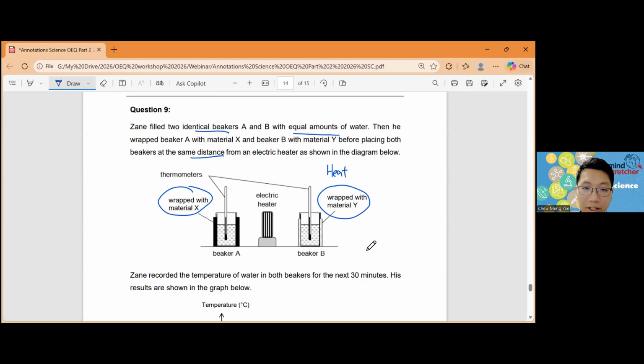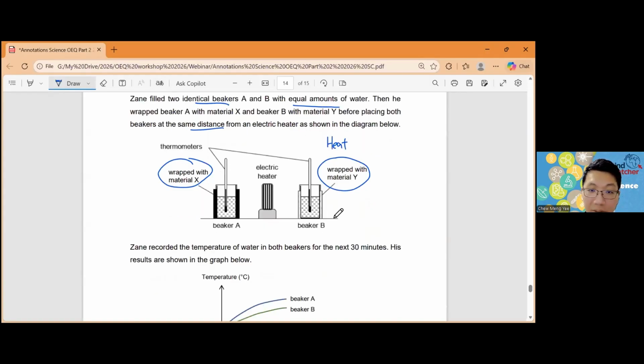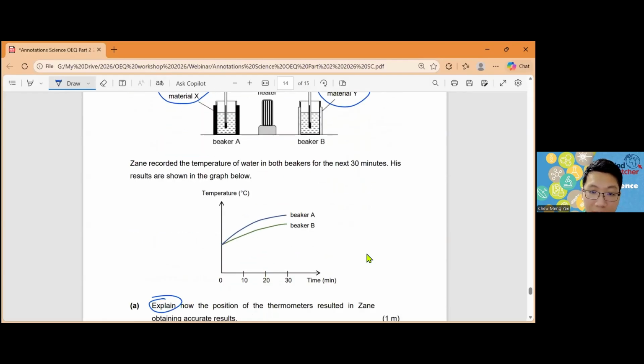So you see how I've annotated this. I only underline and circle some of these important phrases that can help me in my answer. I've identified what have been kept constant and what are the main things that are different between these two setups. One is wrapped with X, one is wrapped with Y. Distance is kept the same. Then our graph, as time passes, you can see temperature has changed for different beakers.